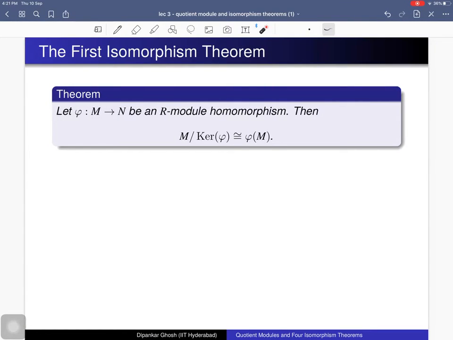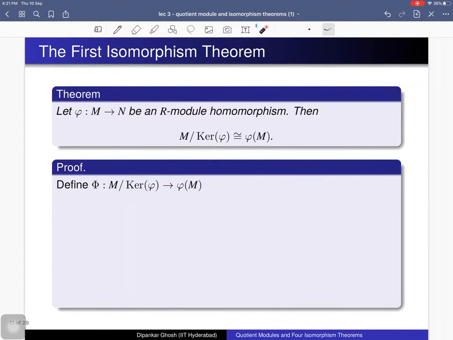And now we will discuss the first isomorphism theorem. So you start with an R module homomorphism, let's say phi from M to N, then we have this isomorphism. So using the universal property of quotient module, we can define a map from this quotient module to phi of M, or directly we can give an isomorphism. So here is the proof.